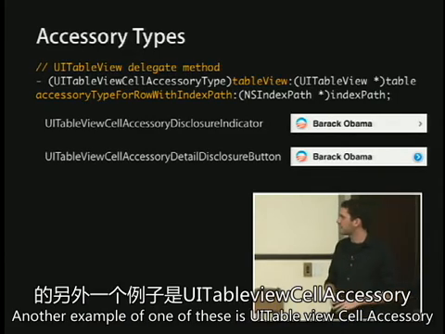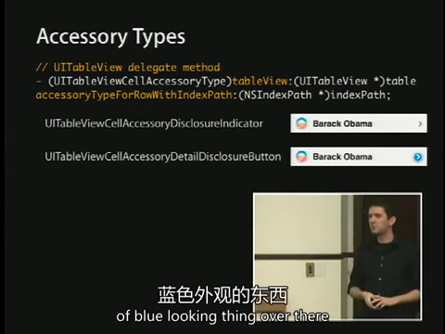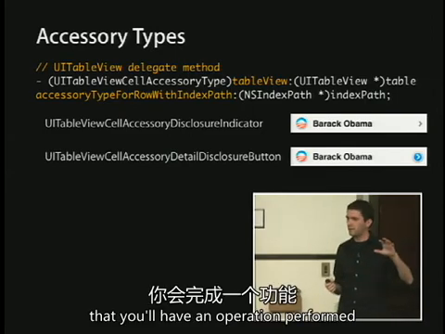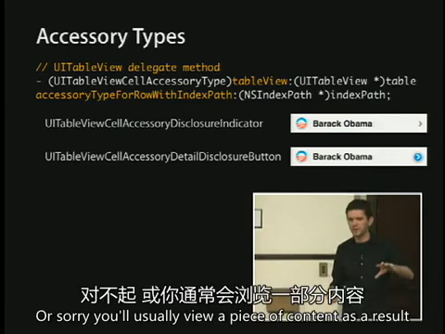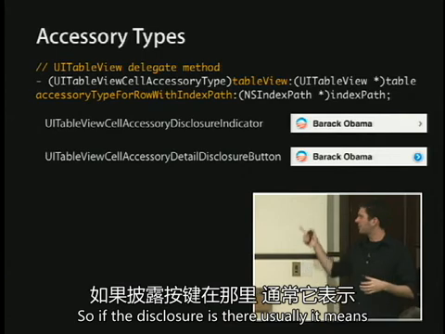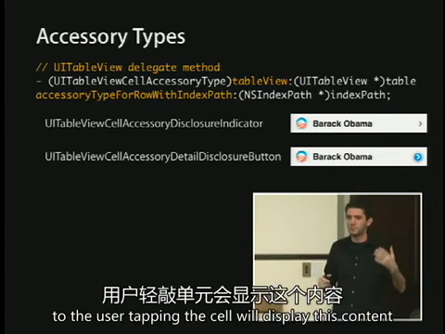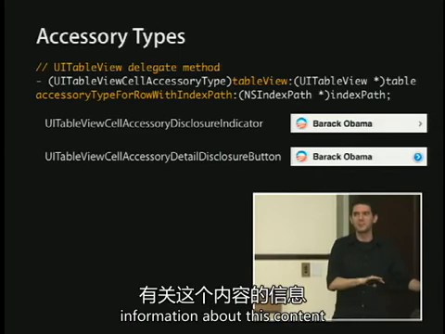Another example of one of these is UI table view cell accessory detail disclosure button. And that gives you that kind of blue looking thing over there. The idea with this one is usually that you'll have an operation performed. Usually you'll get more information, you'll usually view a piece of content as a result of tapping the cell itself. So if the disclosure is there, usually it means to the user tapping the cell will display this content. Tapping the blue disclosure indicator will show more information about this content.